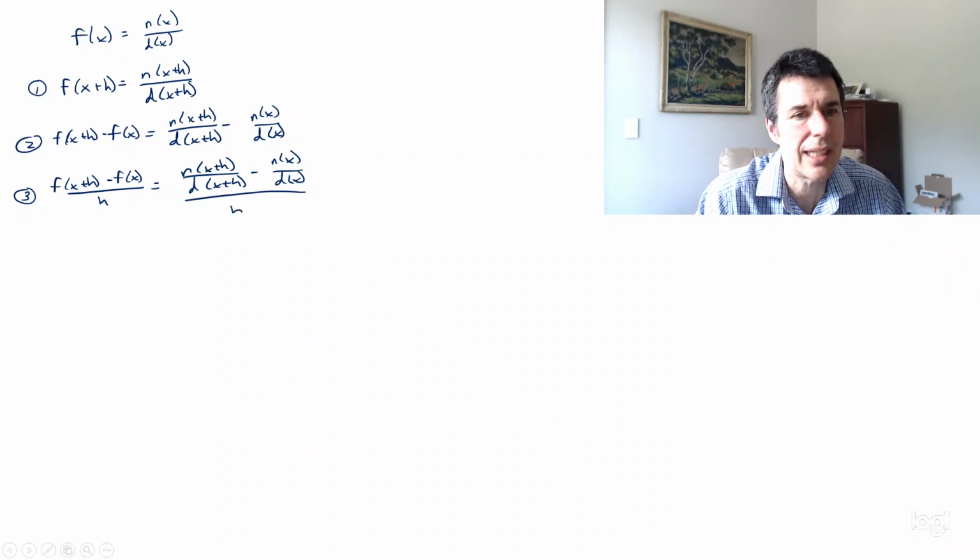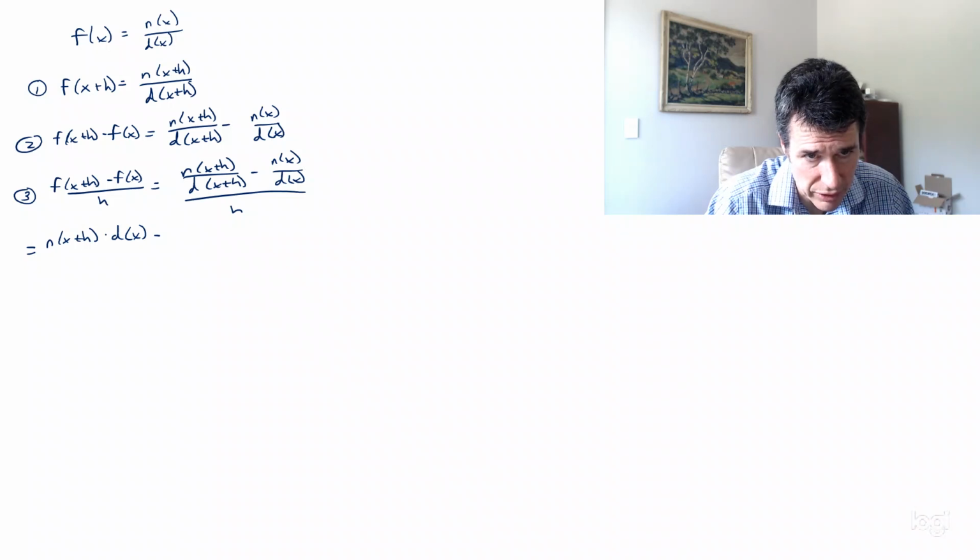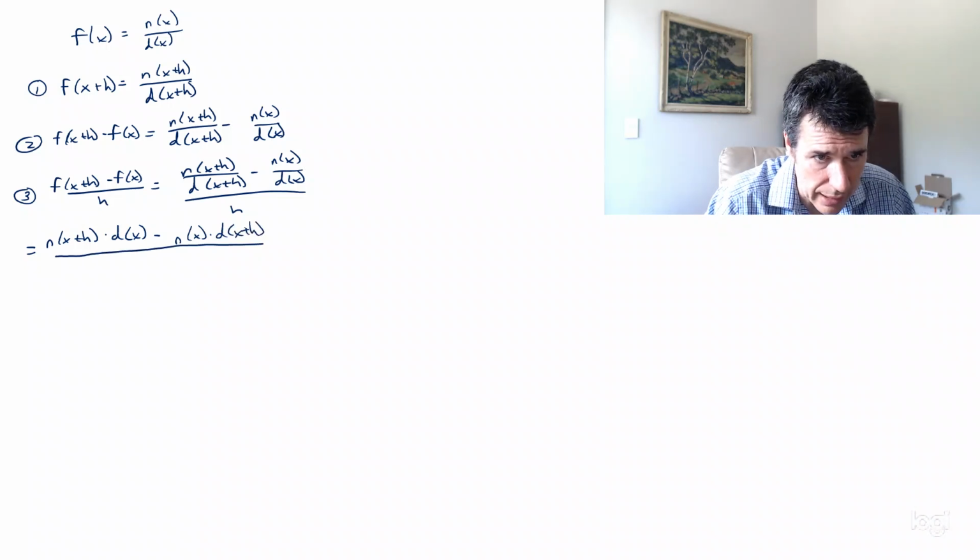And now I'm going to do a little work, just like we did for the product rule. So first, I'm going to find a common denominator for this numerator, which is going to be d of x plus h times d of x. And so the first term we multiply by d of x over d of x. So this term is n of x plus h times d of x, minus the second term, which we're going to multiply by d of x plus h over d of x plus h. So that's going to be n of x times d of x plus h, all divided by h times d of x plus h times d of x.